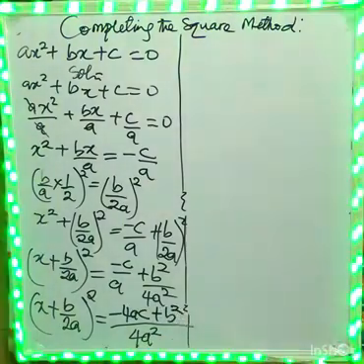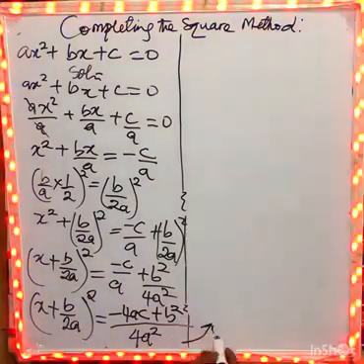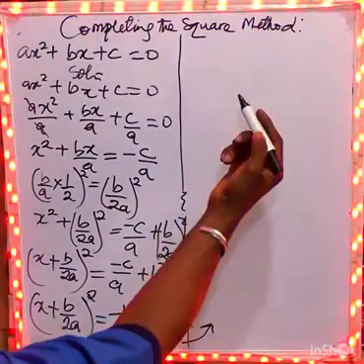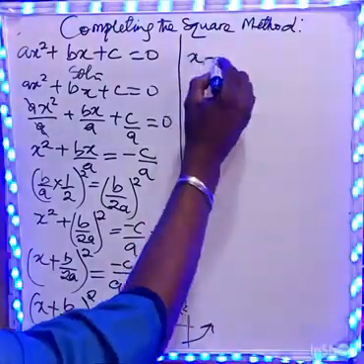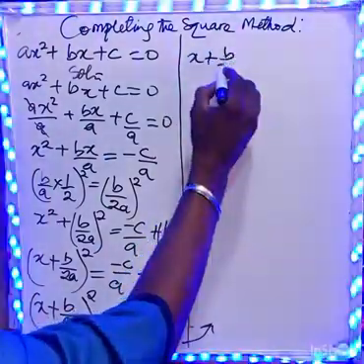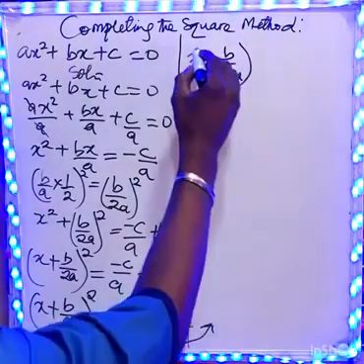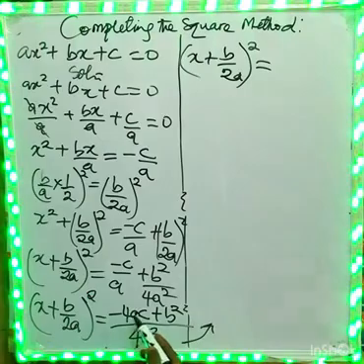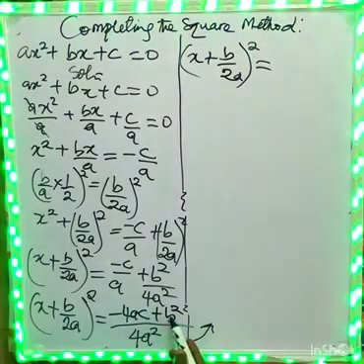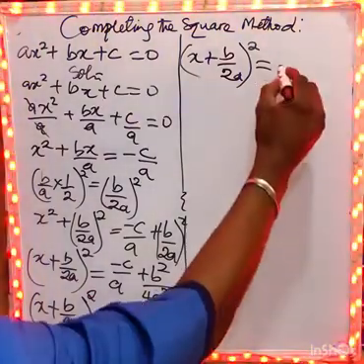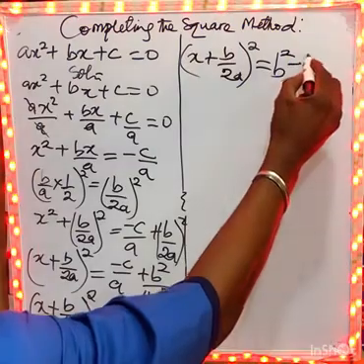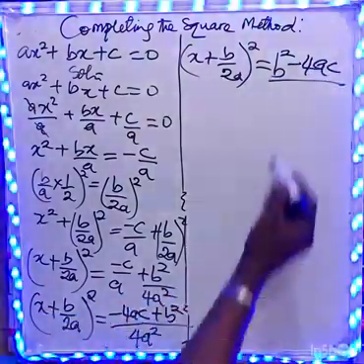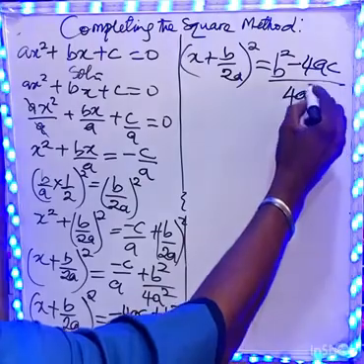B squared. Okay, so let us go to the other side of the board so that it will enable us to unravel the whole stuff. Okay, so you now have that x plus b over 2a all squared is equal to, you see, this is minus 4ac plus what? b squared. So you can write it as b squared minus 4ac. It's still the same thing. Divided by what? 4a squared.